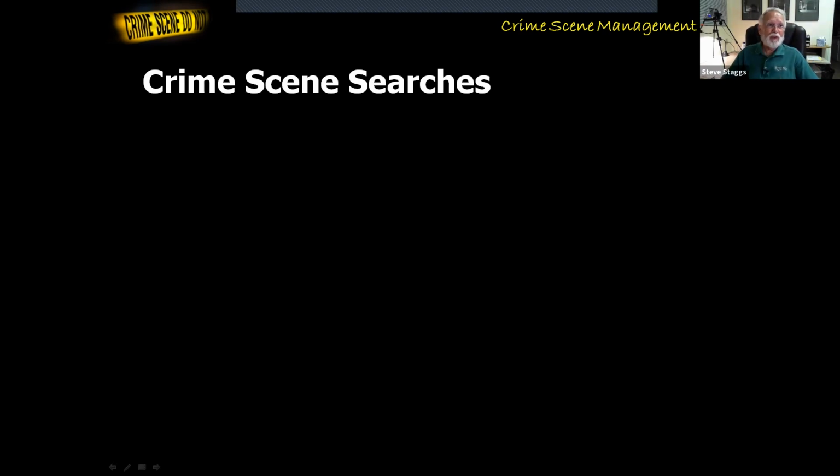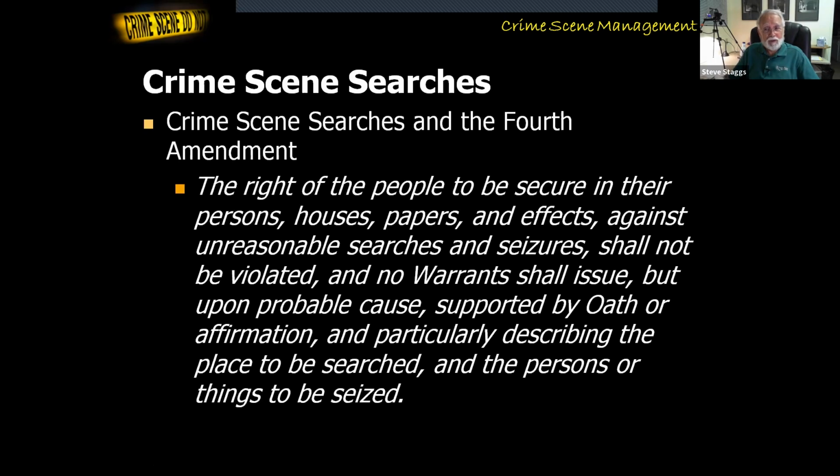Crime scene searches. The primary duty of law enforcement is to uphold the Constitution of the United States while safeguarding the lives and property of the public who have placed their trust in us. This trust must never be broken or taken for granted. If we do something improperly, that can suppress evidence later. And one of those things is searching the crime scene for evidence without a warrant when we need it. So let's talk about crime scene searches and the Fourth Amendment.